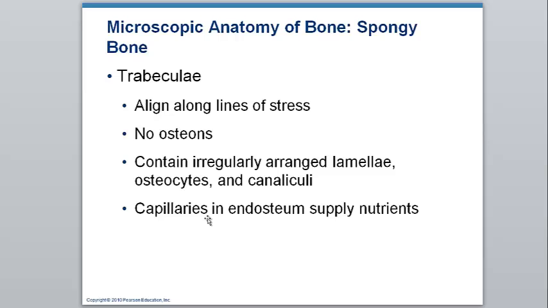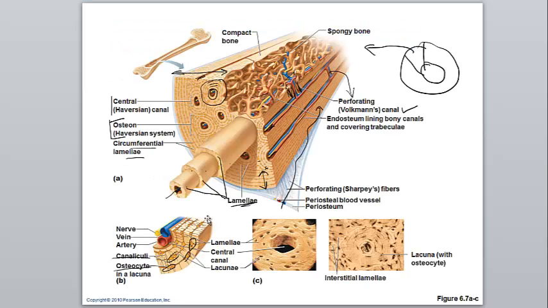Let's look at the microscopic structure of a spongy bone. Spongy bone are basically made of trabeculae. Trabeculae does not have osteons in them. So if you look at this whole thing over here are all trabeculae. You don't see tree ring-like structures. You don't see osteons in them.